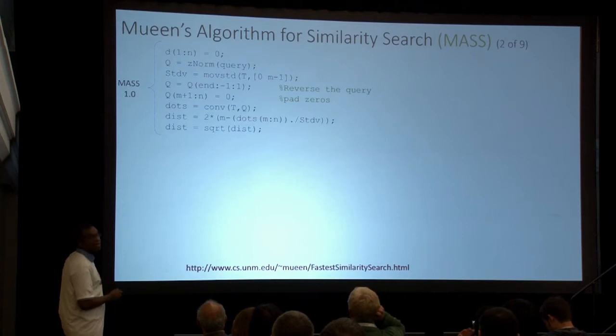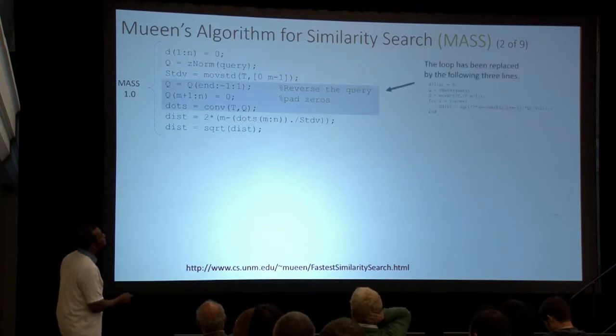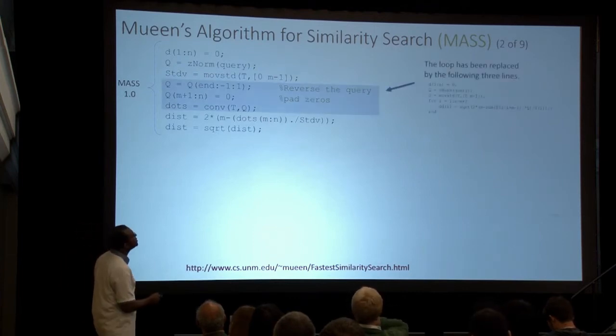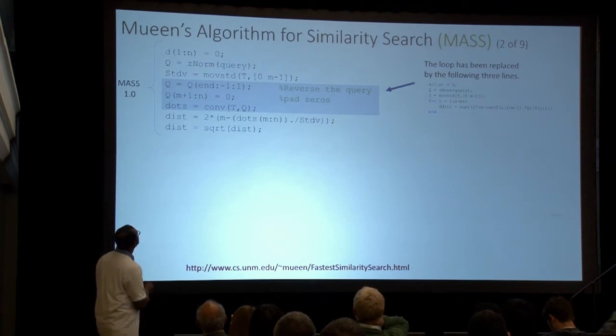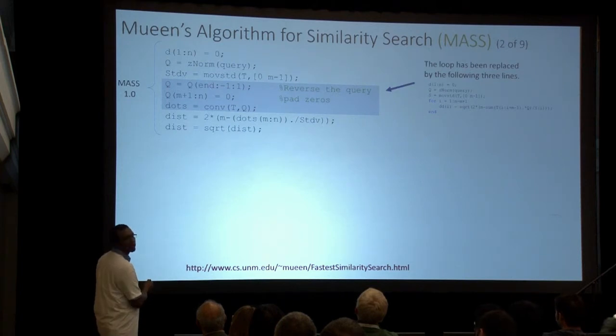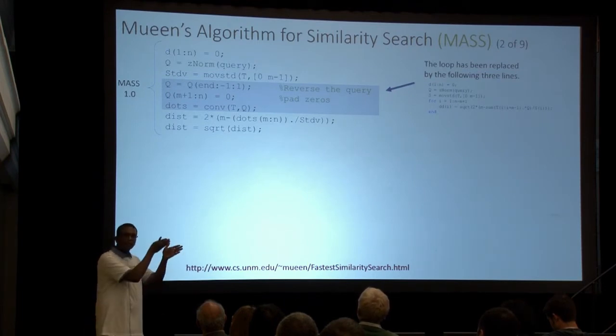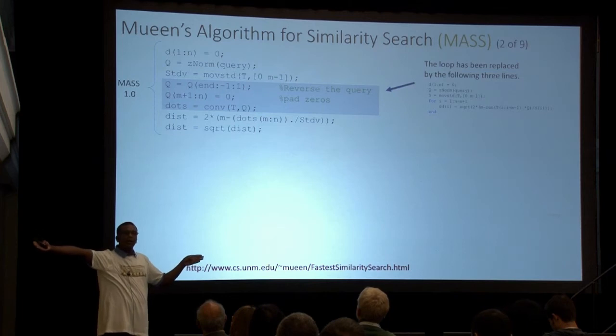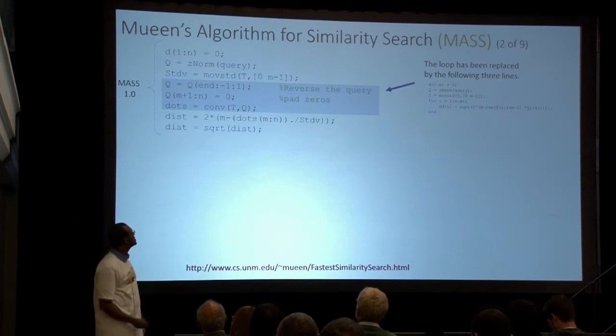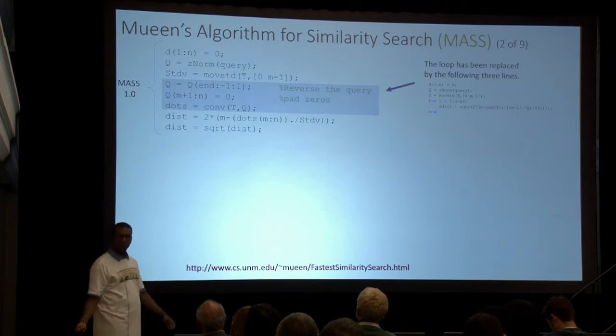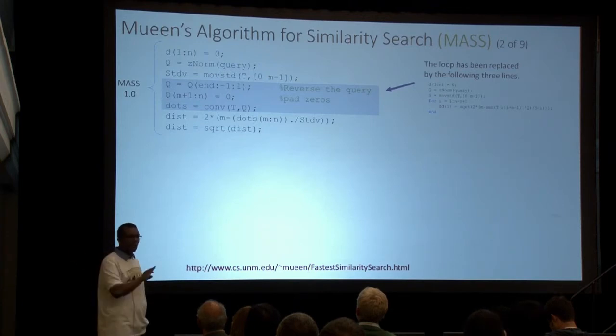This is our algorithm, and this was the previous algorithm, just for reference, and you replaced this loop with this thing. So you take the query, and you reverse it. N to 1, minus 1 is the increment. So you reverse it. And then you append, from m to n, from the query length m all the way till the size of the big time series, you pad with zeros. And then you convolve them. And then basically that gives you the dot products, all the dot products.